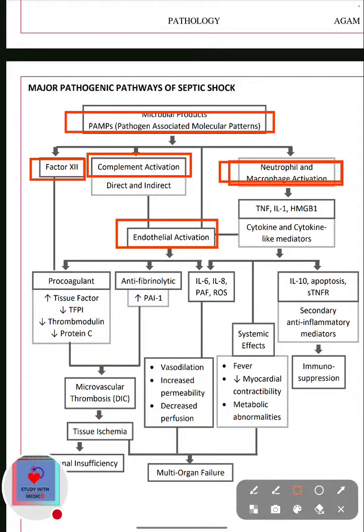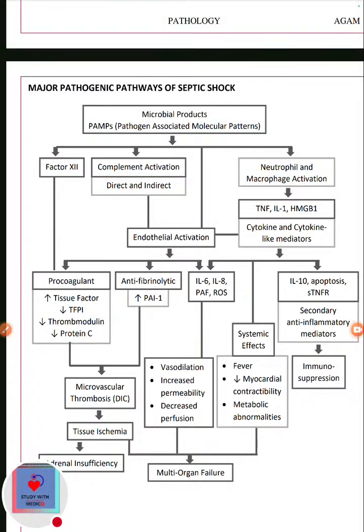This endothelial activation along with the neutrophil macrophage activation produces TNF, interleukin 1 and HMGB1. Okay, this is causing the cytokine and cytokine-like mediators releasing. And there is a factor 12 activation. Because of that, there is a procoagulant state in the body. So what will happen? Increase in tissue factor and decrease in TFPI. Okay, so there is a thrombomodulin. There is a protein C.